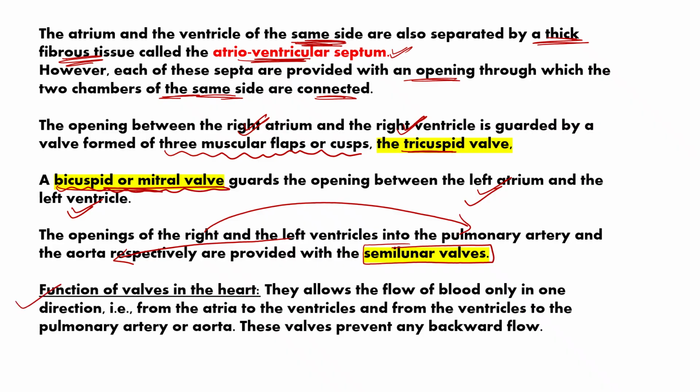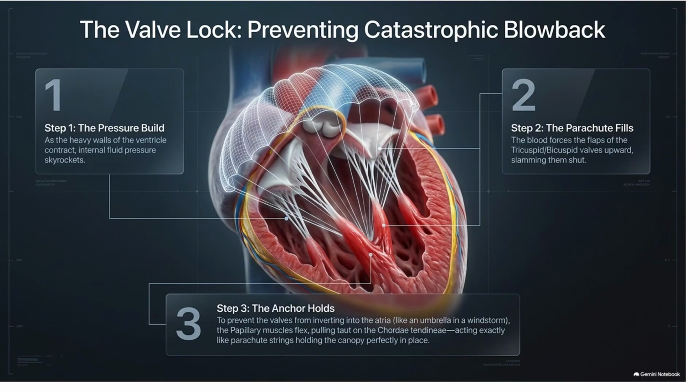Now what is the function of the valves? The function of the valve is to allow the blood to flow only in one direction, from atria to ventricle through the AV valve, and from ventricle to the respective trunks, whether pulmonary artery or aorta. They prevent the backflow of the blood. Now, see carefully how they prevent the backflow of the blood. This is a very interesting diagram, understand it carefully.